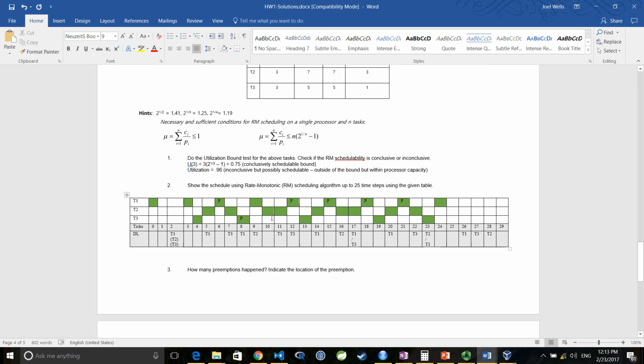I go back to T2, but I'm over the deadline. I missed the deadline here because I got interrupted so much. Really, this is just more of the same throughout the rest of this question. Any questions on rate monotonic? So I miss a deadline with rate monotonic here.